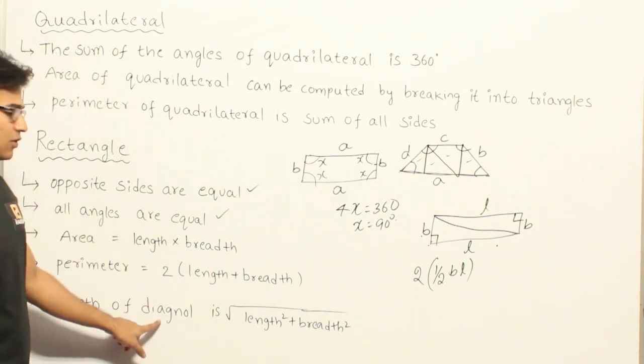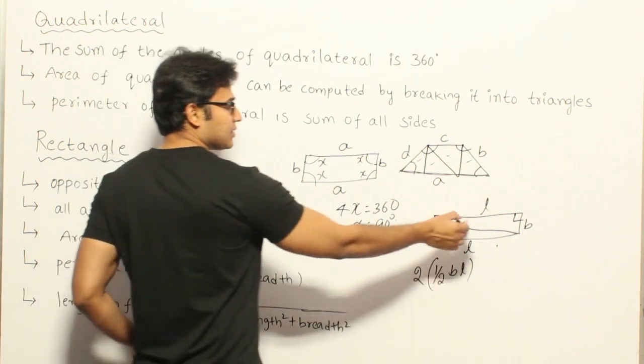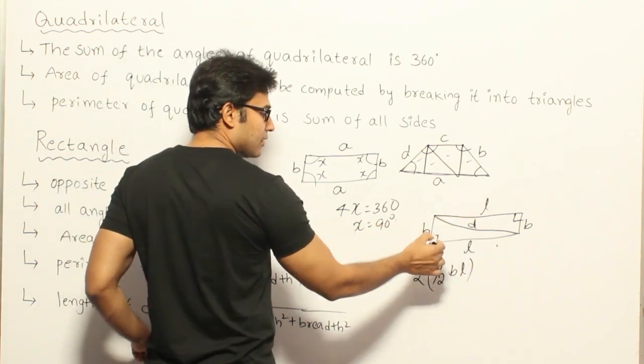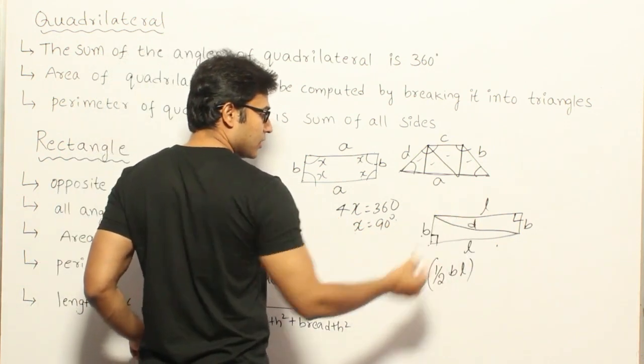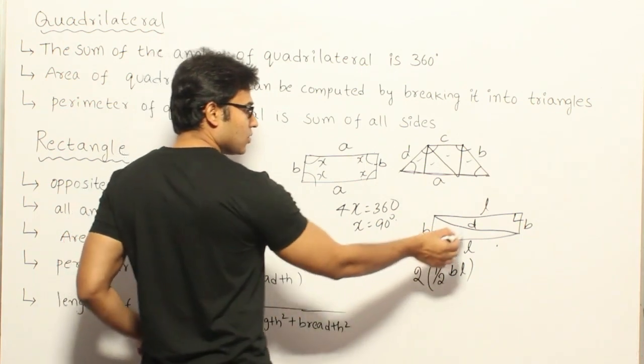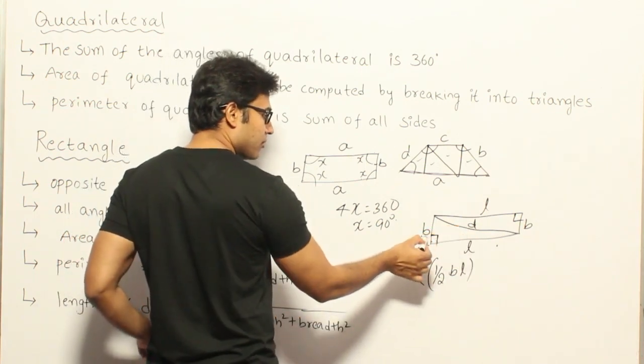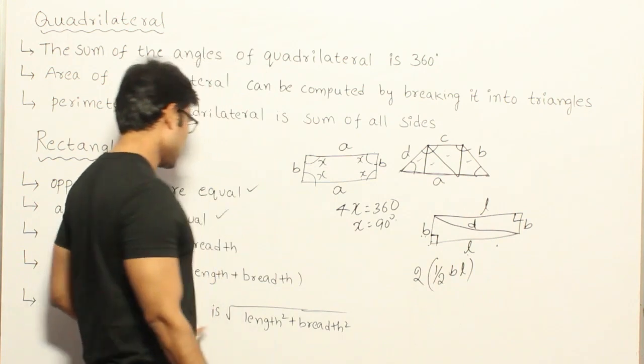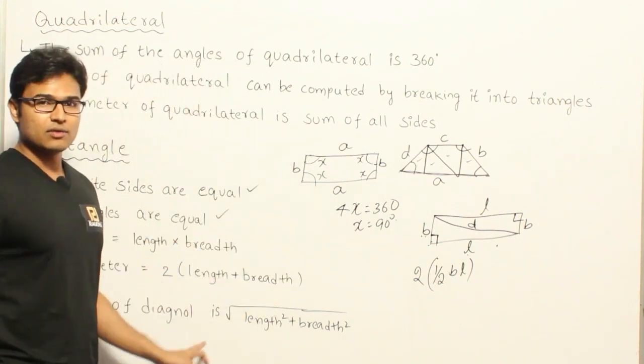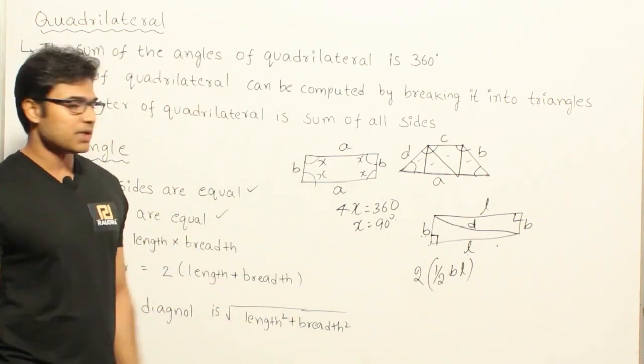And the next one is length of the diagonal. So if you see this is the diagonal, right? Now again this is a right angle triangle, therefore you can apply Pythagoras theorem. So diagonal square equal to breadth square plus length square, right? So therefore diagonal equal to square root of length square plus breadth square.